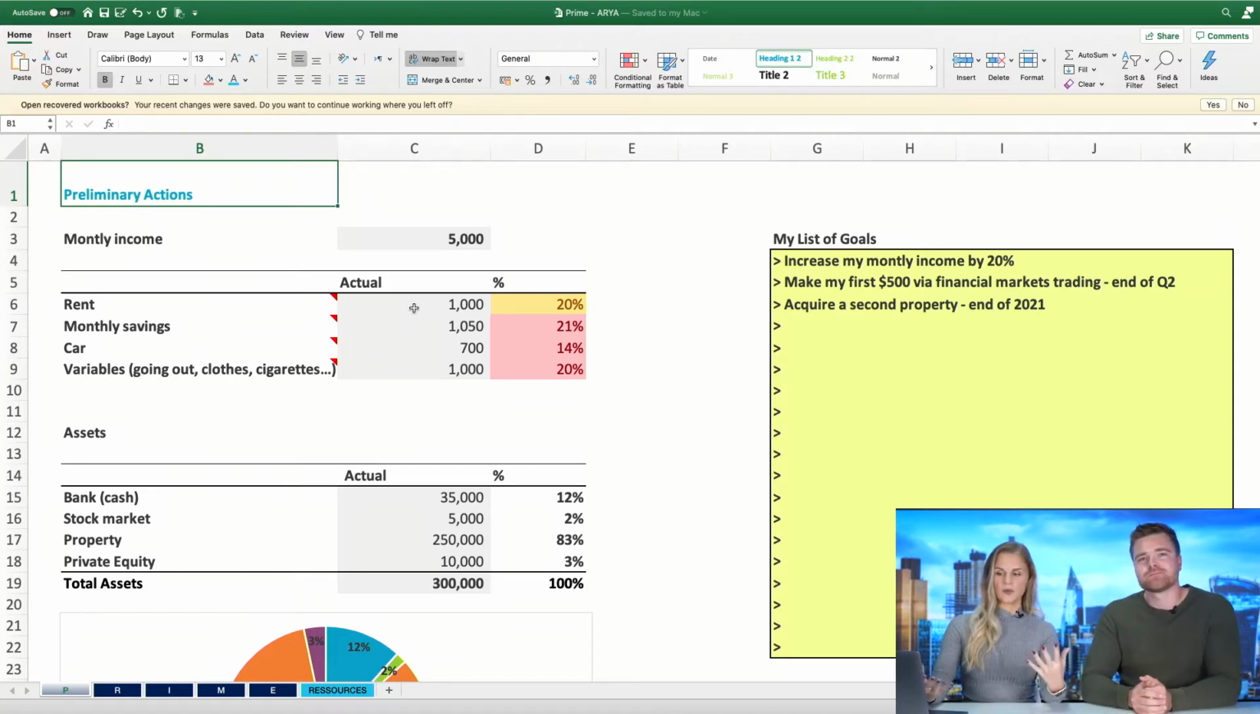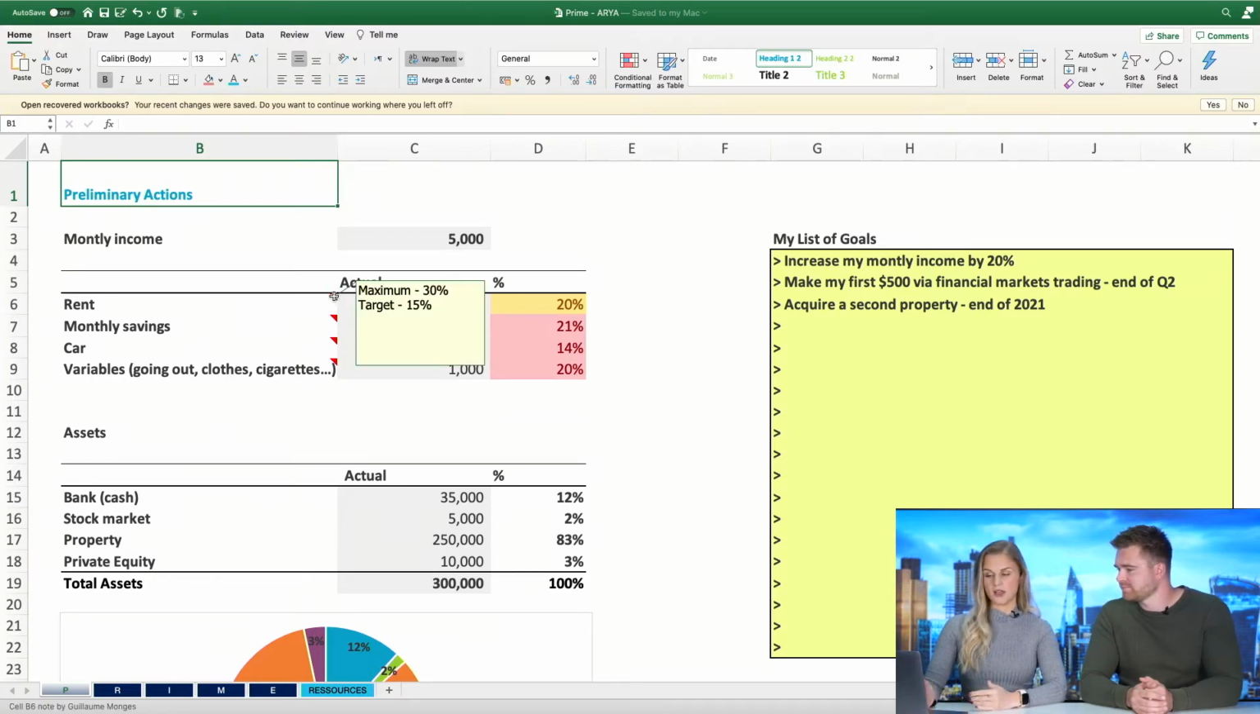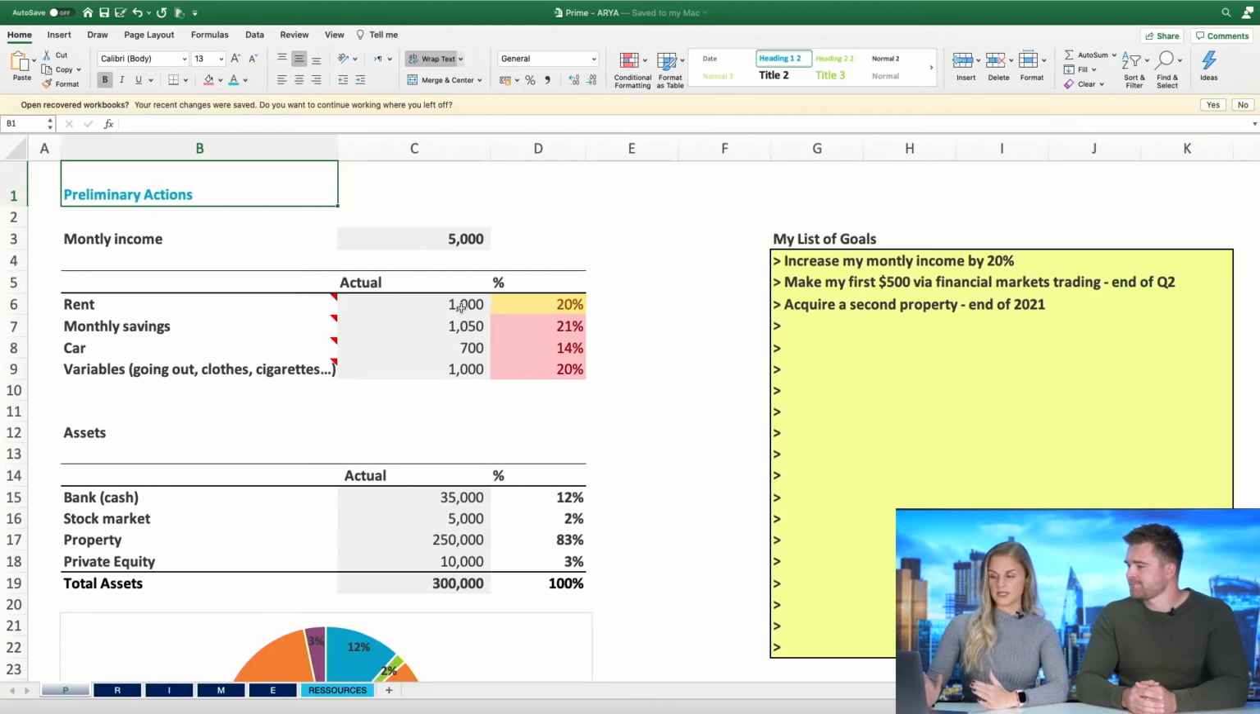Exactly. And so what we're going to do is go through each point, and we have put a target and a minimum for each. Now, this is going to be different depending on your specific situation, but for us, we've got a maximum of 30% in terms of our rent. So at the moment we're 1,000 out of 5,000. This is 20%. So we're in yellow here, and we have a color-coded system. It's like a traffic light system, isn't it? Exactly, that's the word I was looking for. So you have a color-coded system. You've got orange, red, and green.